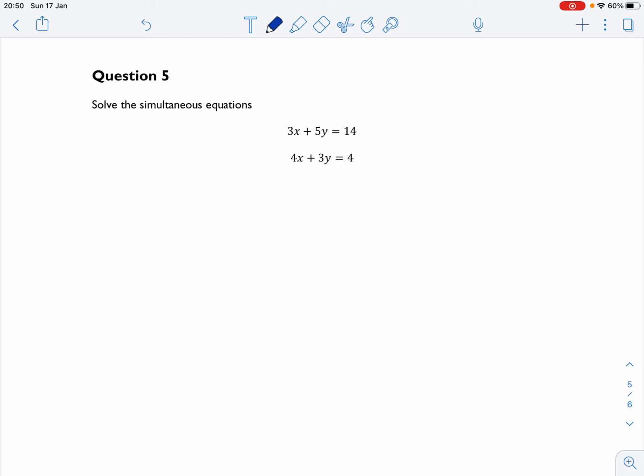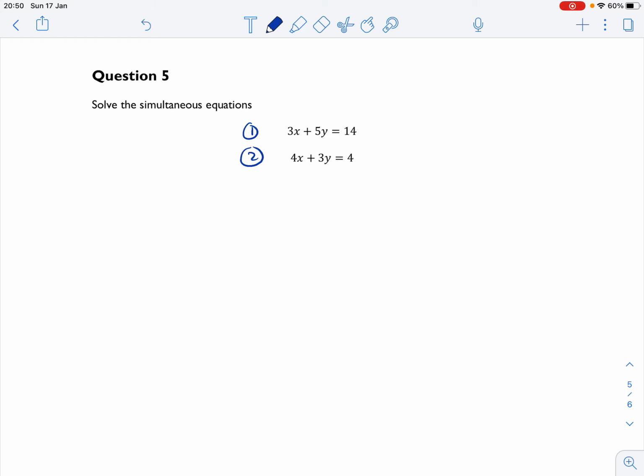In this video we're going to look at one further type of simultaneous equations where we're going to use elimination, and that is one where we don't have coefficients that are the same, and actually they're not even a factor of each other. So let's look at this example here, question 1.